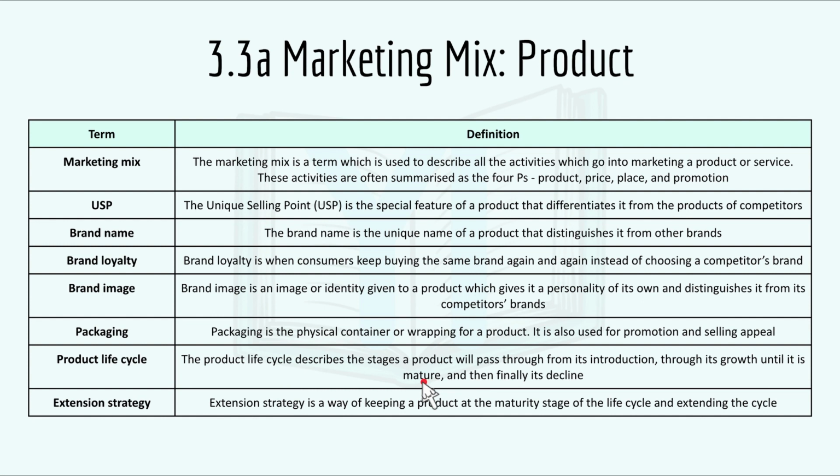and then finally its decline. And lastly, extension strategy. It's a way of keeping a product at the maturity stage of the life cycle and extending the cycle of the product.